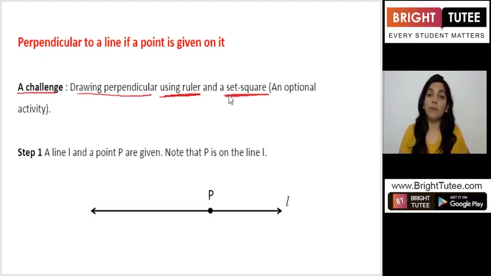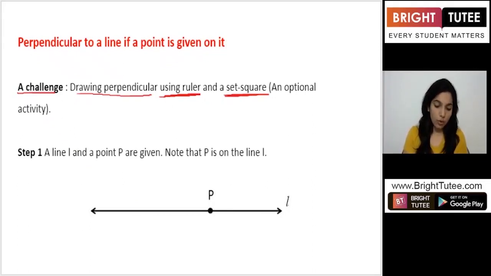If you open up your geometry box, you have those two triangles kept in your geometry box. I hope you remember. One of the triangles has 45, 45 and 90 degrees measure, and the other one, which is looking a bit longer than the other, is of 30 degrees, 60 degrees and 90 degrees measure, right? So we are going to use these set squares to do this activity. The first thing that you need to do is draw a straight line and then mark a point P on it. Make sure that this point P is on the line.